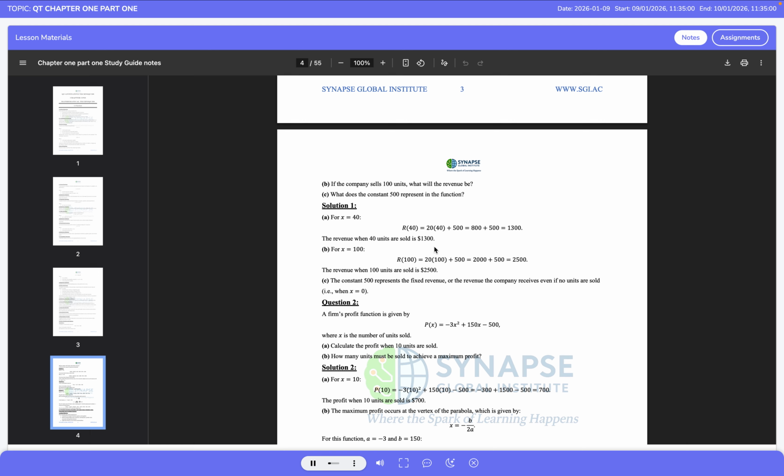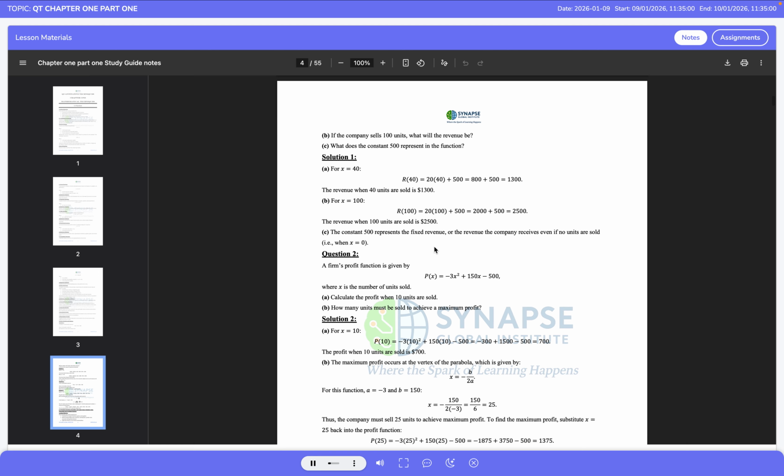In part B, if the company sells 100 units, R(100) = 20 × 100 + 500, which equals 2,000 + 500, giving 2,500. The revenue when 100 units are sold is $2,500. In part C, the constant 500 represents the fixed revenue, meaning the revenue the company receives even if no units are sold, that is, when x = 0.